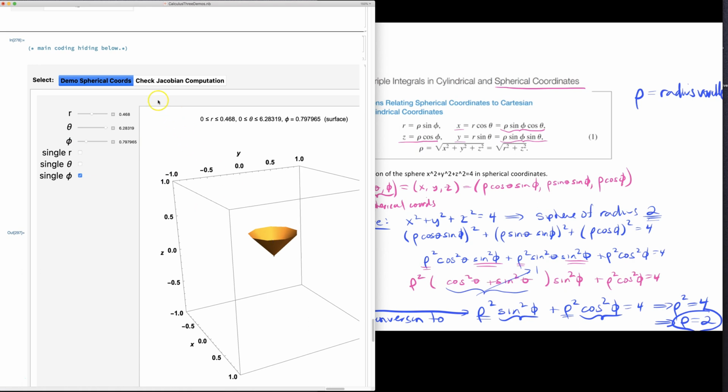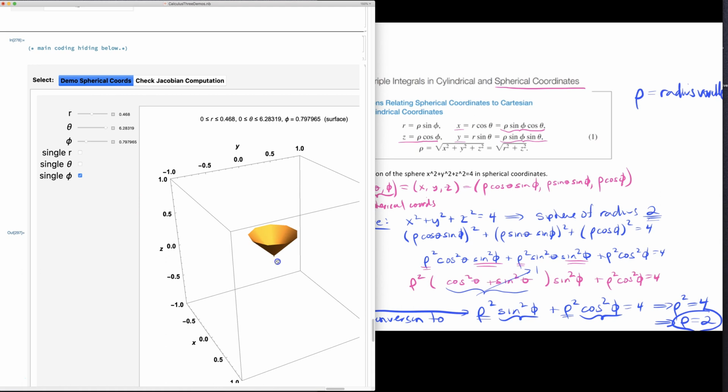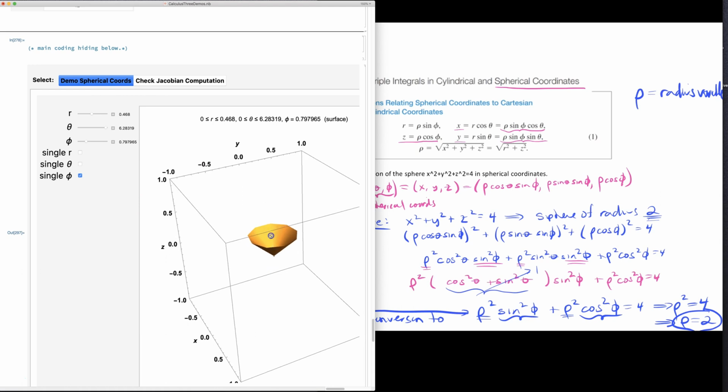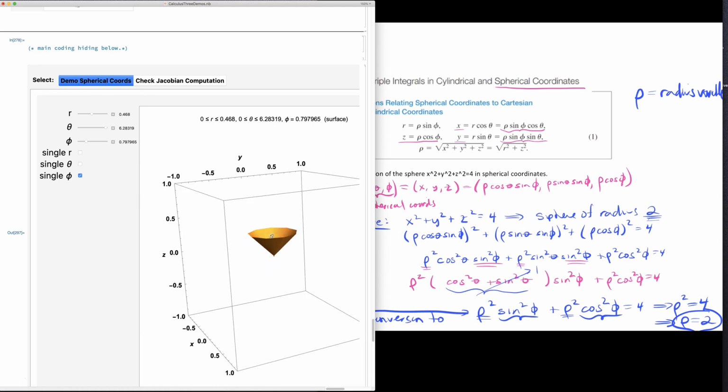Even though we're talking about spherical coordinates, that doesn't mean that you have a spherical region. We can describe different regions. I found this on the web for spherical region.